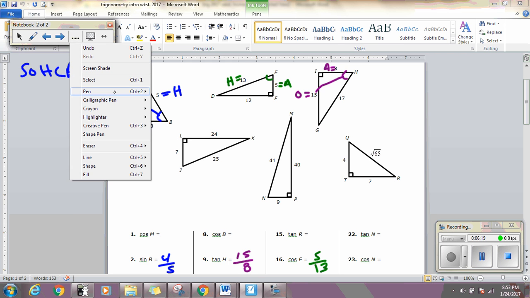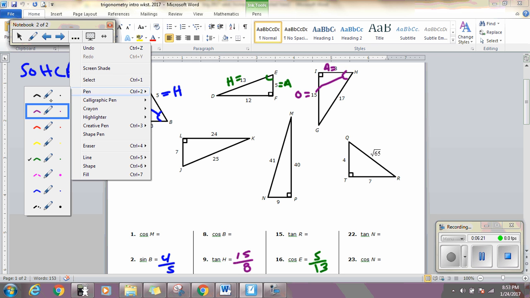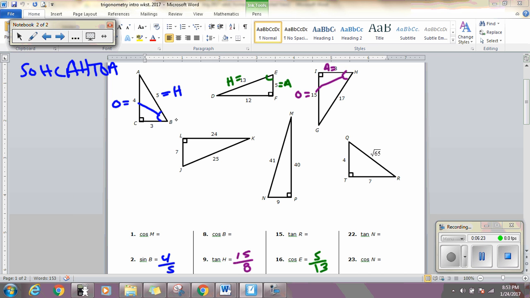And the last one I'm going to work with you all, and the rest is for your own. And you'll do fine. Is number 23. I need the cosine of n. So here's n. Cosine, I need adjacent. So next to n is 9. That's adjacent. And I also need hypotenuse. So the hypotenuse is 41. So cosine of n is 9 over 41.